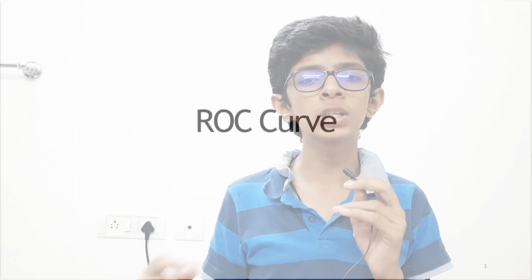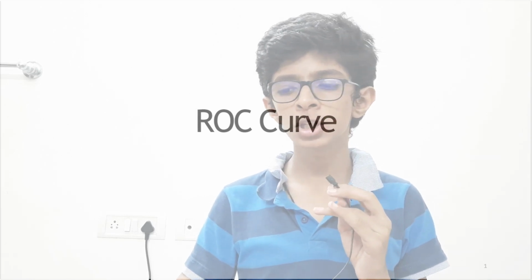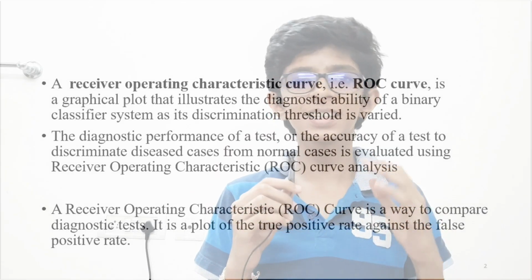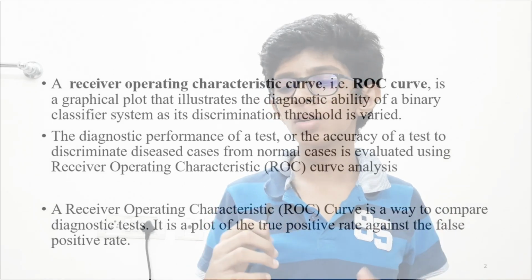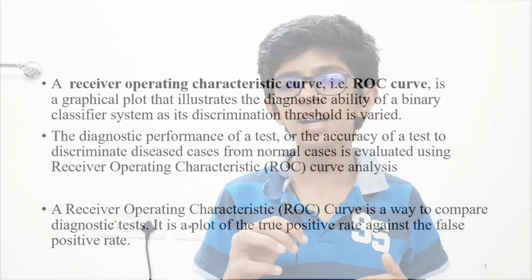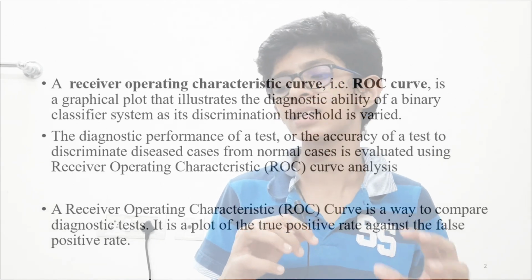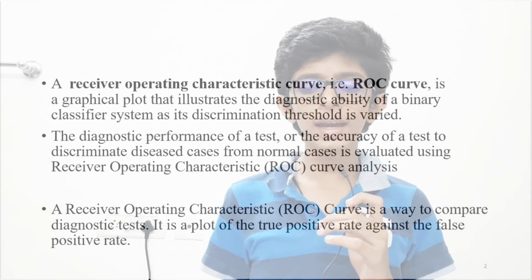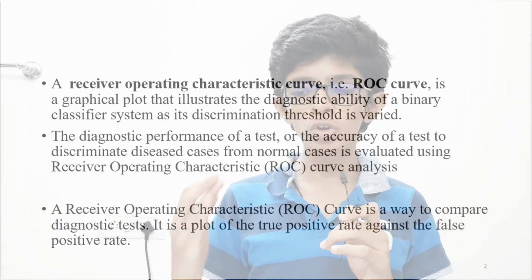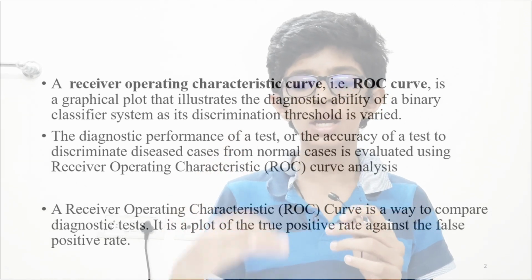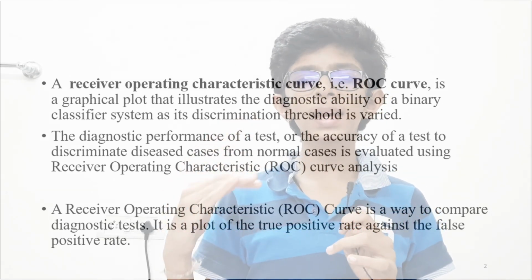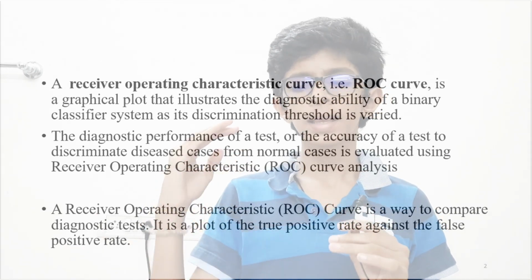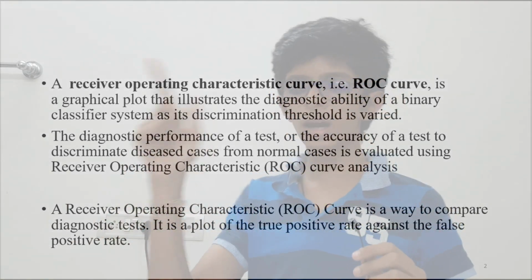Going to talk about the ROC curve. The full form of ROC is receiver operating characteristic curve. It is a graphical plot that illustrates the diagnostic ability of a binary classifier system as its discrimination threshold is varied. The diagnostic performance of a test, or the accuracy of a test to discriminate diseased cases from normal cases, is evaluated using receiver operating characteristic (ROC) curve analysis.